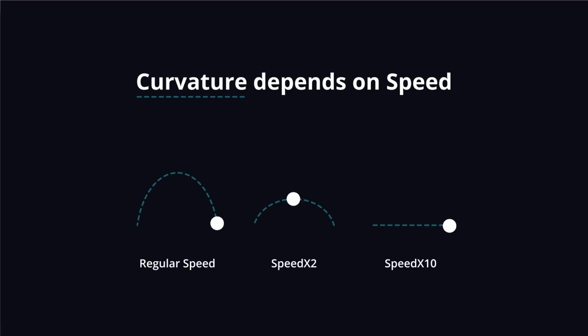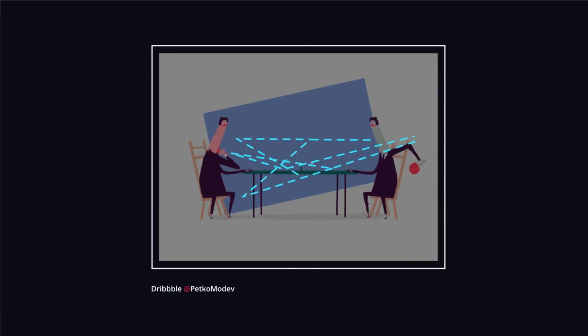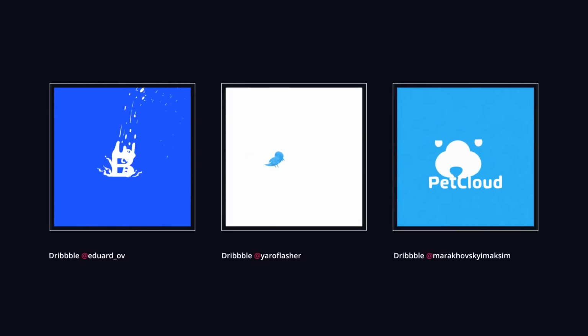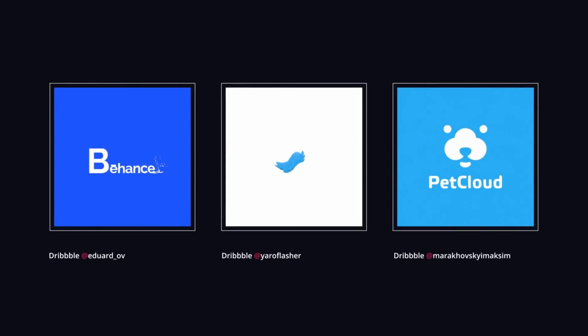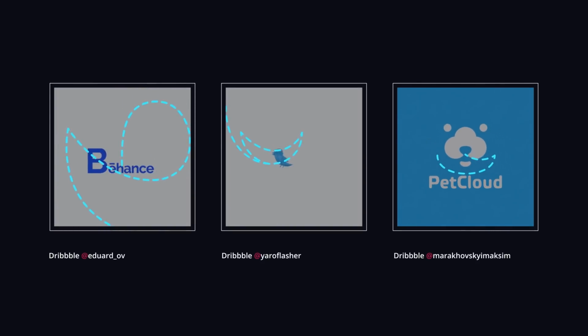Very fast movements can follow straight trajectories. Ping pong, for example, but at super speed. Or some mechanical movements. Now let's see how this principle is applied to logos. It doesn't matter whether it is an element, a text, a character, or an animated object. They move in an arc.